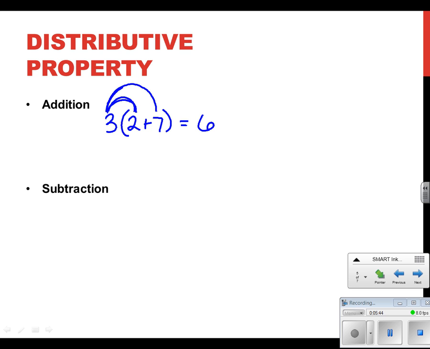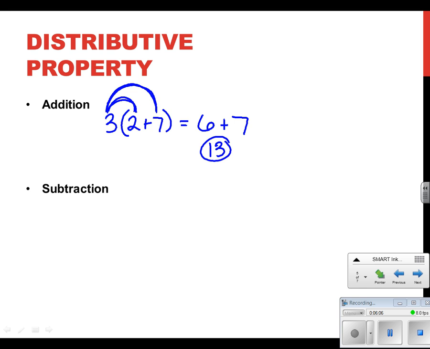And then I'm taking that 3 and I'm multiplying it by 7. That is the distributive property. We could continue simplifying, and 6 plus 21 gives us 27, if we were to simplify all the way.